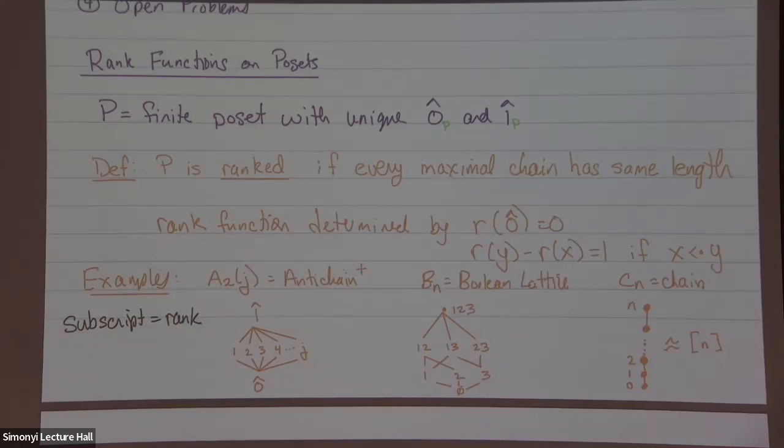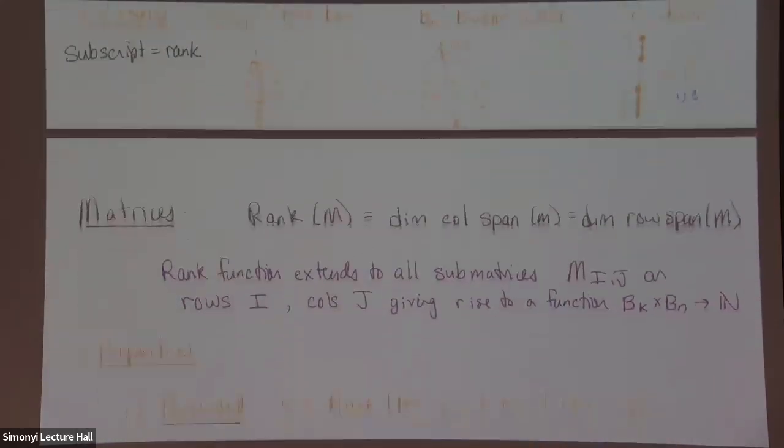Actually, I would kind of like to call this n plus 1 elements that are totally ordered. So that 0 is the minimal element, and then n is the maximal element. So C_n has n plus 1 elements. Okay, and all of these, the subscript is the rank of those posets. Okay, so those are some examples.